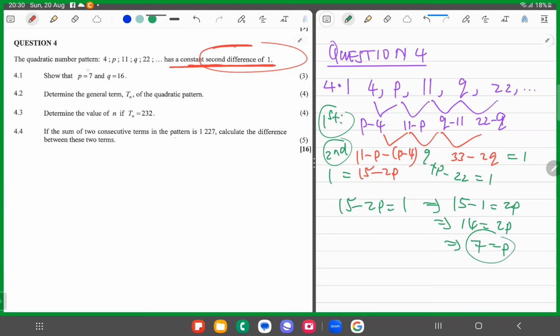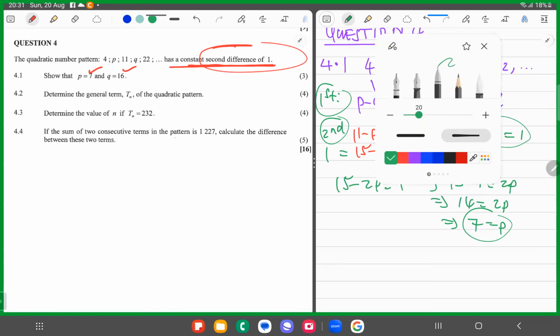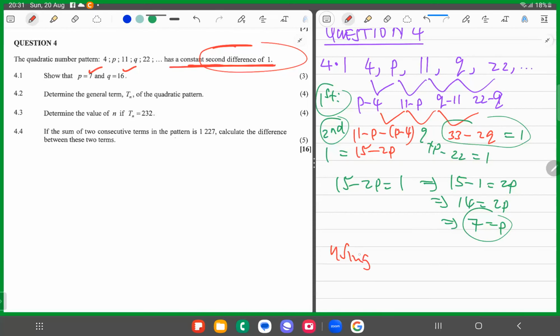Right, so we have got that p equals 7. We just need to find q. To find q, we can take any of the equations that has q in it. We can take this one. Proceeding using 33 minus 2q is 1, which means 2q is 32. You divide by 2, which means 16 is q. They said show that q is 16, and we've just shown exactly that.